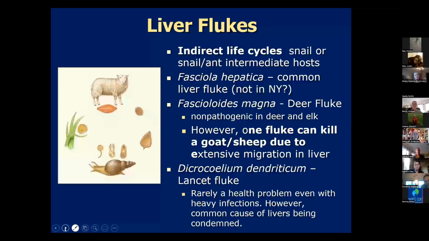So let's talk a little more in detail. The indirect life cycle has a snail or a snail ant intermediate host. So Fasciola hepatica, this is the sheep liver fluke. And I don't know, do these affect goats the same? Or is that just a sheep thing?